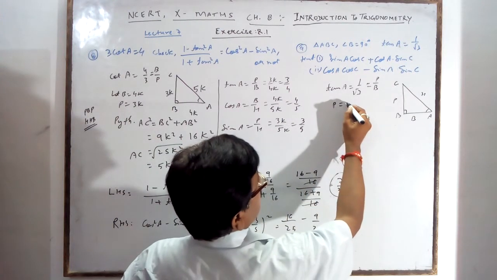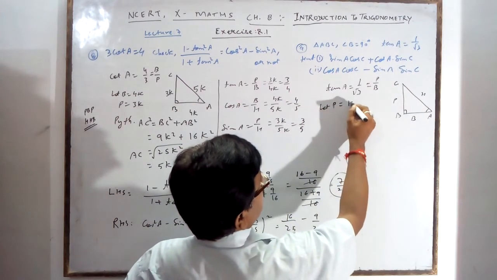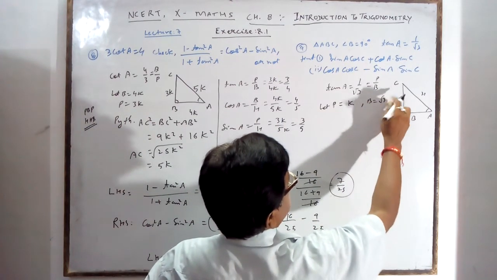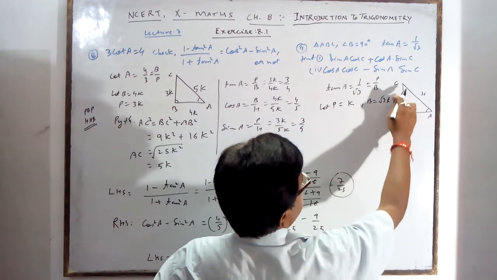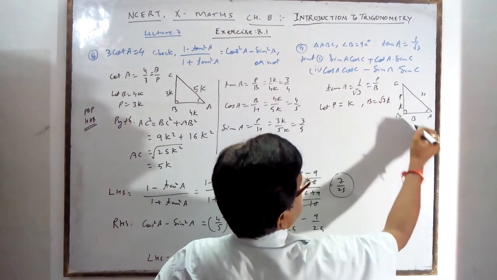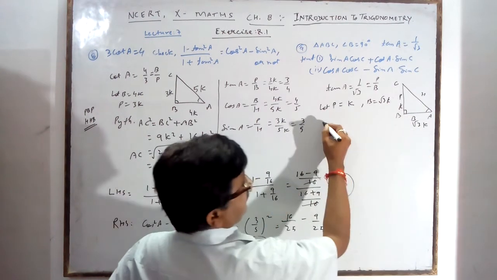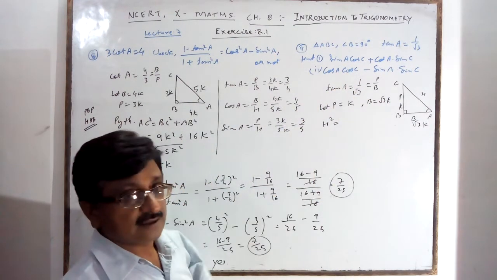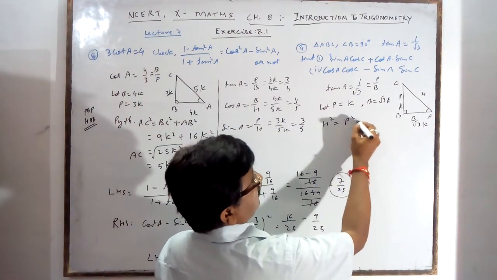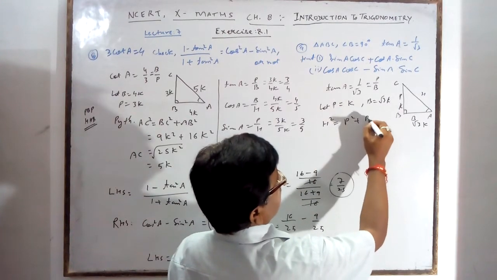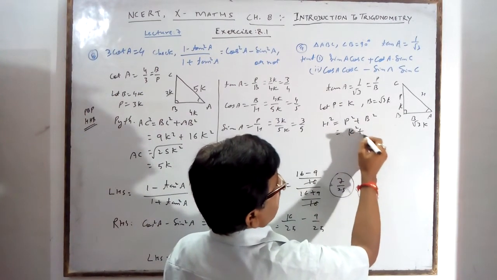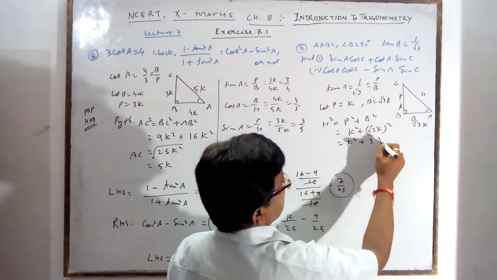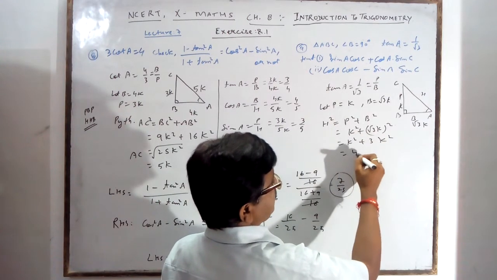Let P be equal to K and B equal to root 3K. So you will get K as the perpendicular and root 3K as the base. Apply Pythagoras, because you want sin, cos, all. So what will you do? H square is equal to P square plus B square, that is K square plus root 3K square, which is K square plus 3K square, that is 4K square.